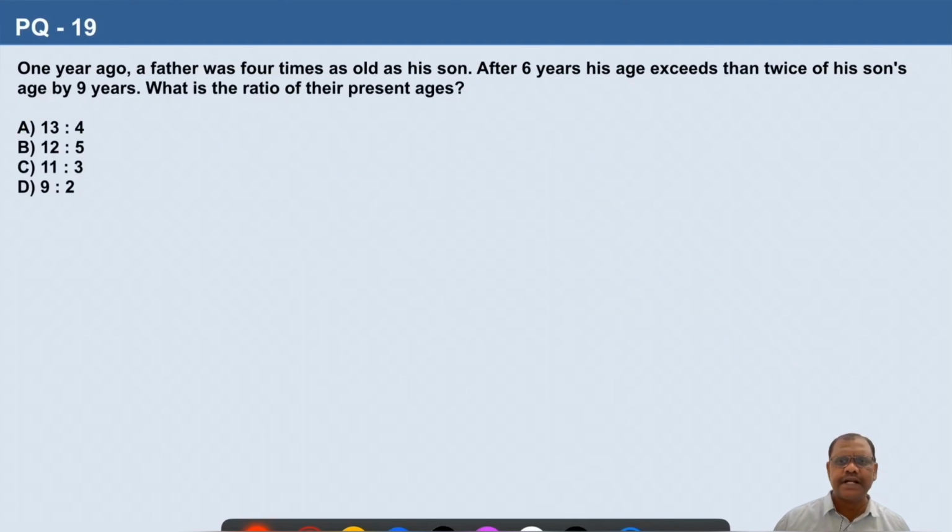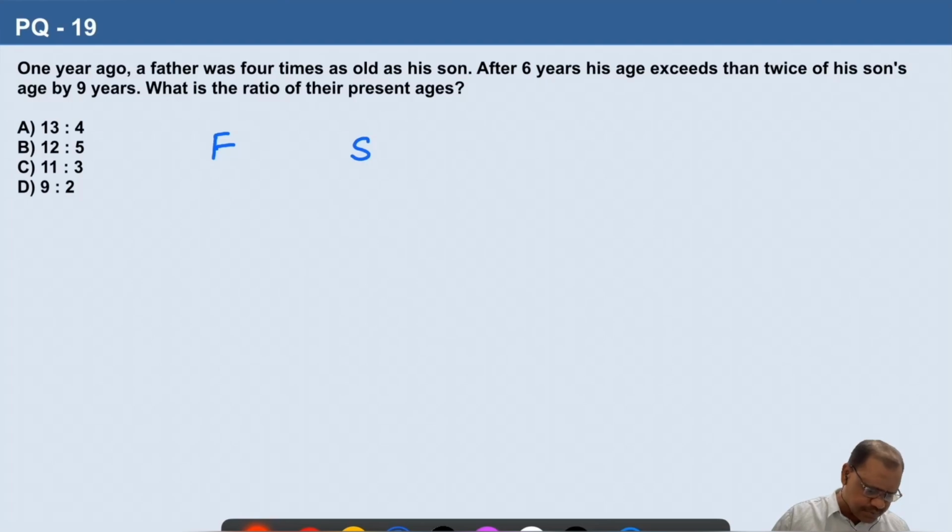Question number 19. 1 year ago, a father was 4 times as old as his son. After 6 years, his age exceeds twice of his son's age by 9 years. What is the ratio of their present ages? So let us analyze the question. Father, let us assume as F. Son, let us assume as S.